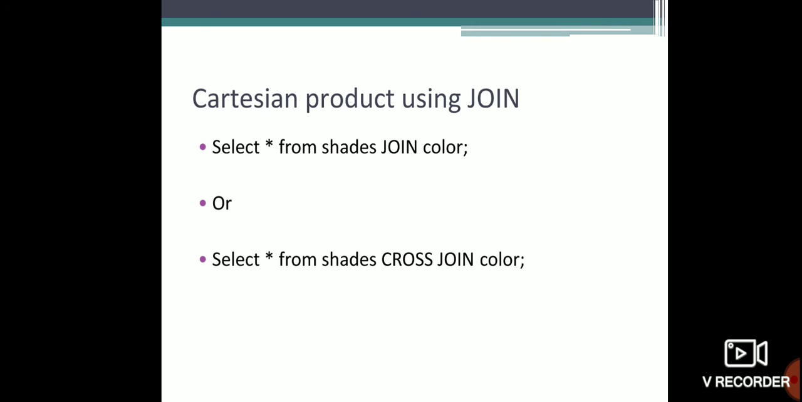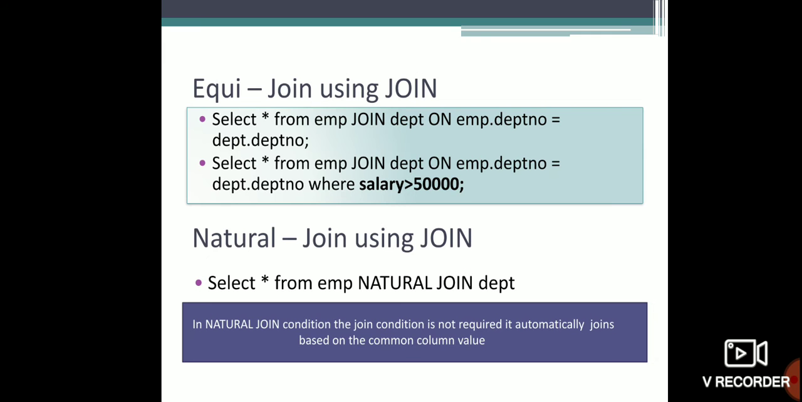Like, see, Cartesian product using join. Select asterisk from shades join color, this will join two tables. But also, select asterisk from shades cross join color, it will also join. Next, equijoin using join. Select asterisk from employee join department on employee dot department number equals department dot department number. All these methods are used. That method is also applied, and this one is also applied.